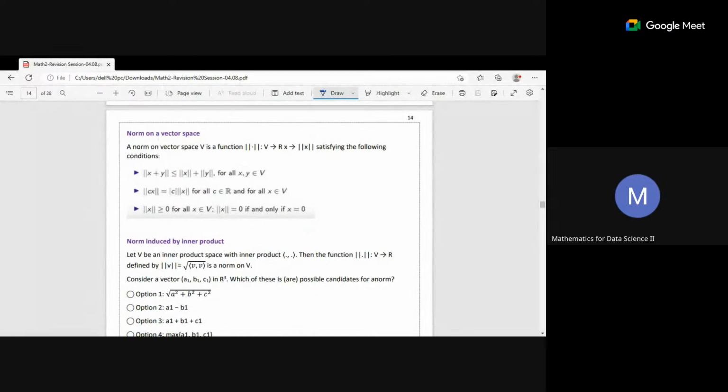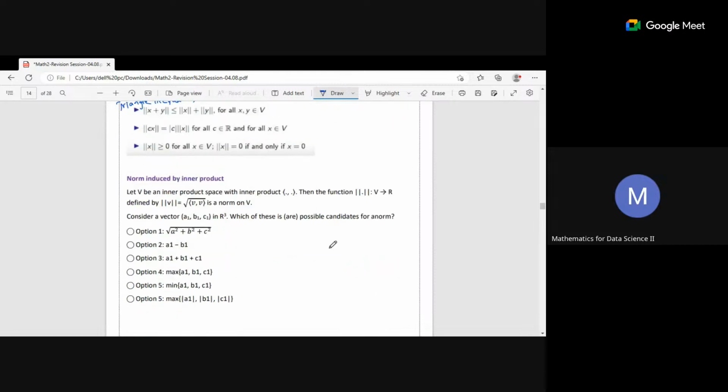Okay, so the next thing is the norm on a vector space. A norm on a vector space V is a function from V to R which satisfies these conditions. The first one is the triangle inequality. And then you have the condition that norm of Cx is equal to mod C times norm of x, and norm of x is greater than or equal to 0. Also, norm of x is 0 if and only if x is 0. Otherwise, the norm cannot be 0.